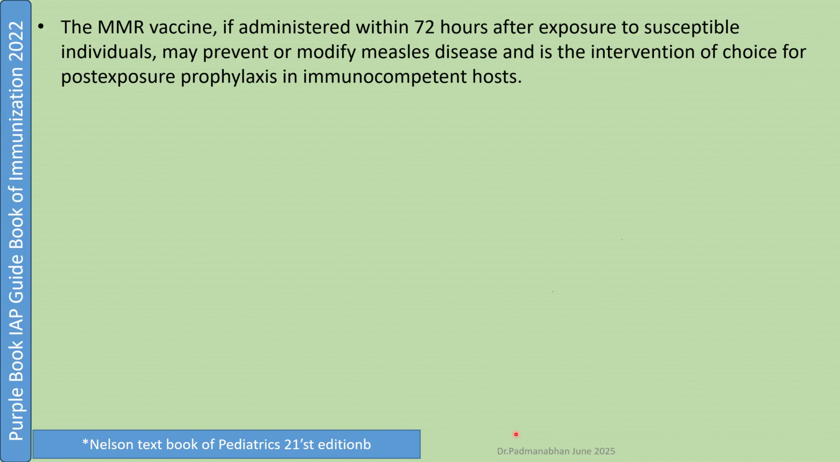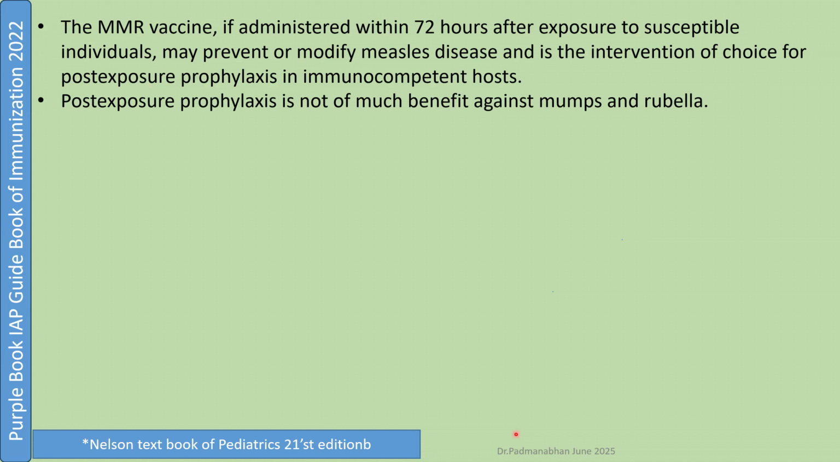Okay, read it. The MMR vaccine, if administered within 72 hours after exposure to susceptible individuals, may prevent or modify measles disease and is the intervention of choice for post-exposure prophylaxis in an immunocompetent host.